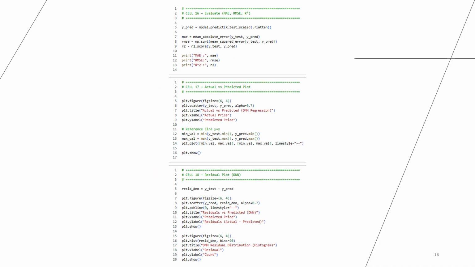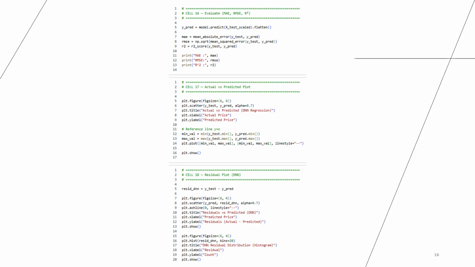Now that the neural network has been trained and we have examined the learning curves, the next step is to evaluate how well the model performs on the testing dataset, which represents data the model has not seen before. In cell 16, we begin by generating predictions from the trained neural network. We use the model's predict function on the scaled testing features, which produces predicted values for the target variable. Because the output is returned as a column vector, we flatten the results so they are easier to work with when computing evaluation metrics.